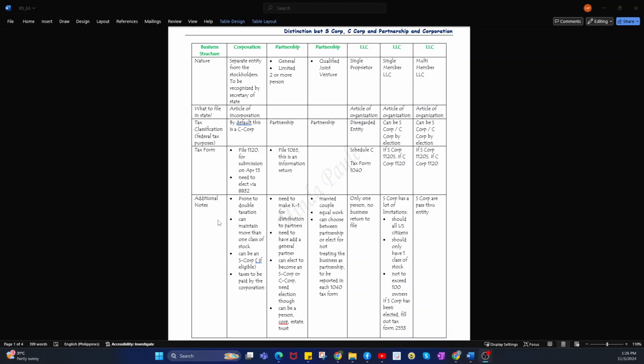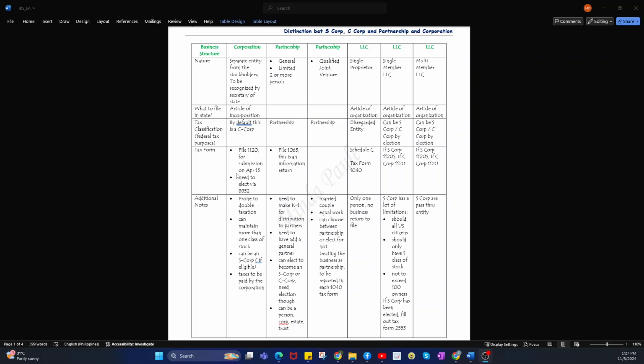Aside from that, one of the features of a corporation is that it can have two classes of stock. One is common stock, which, as the word says, is common, and another is preferred. Preferred stockholders have preference in terms of dividend distribution. Once there's a declaration of dividends, all preferred stockholders need to be paid first, and whatever is left has to be allocated to the common stockholders. All right, so that's for corporation.